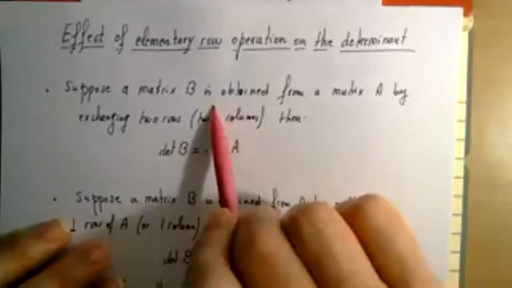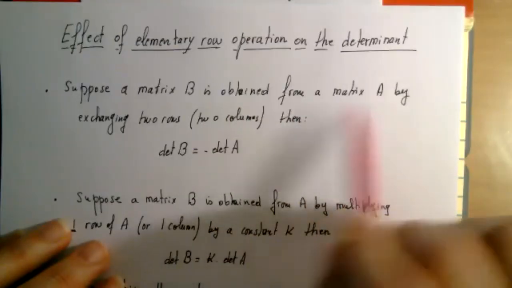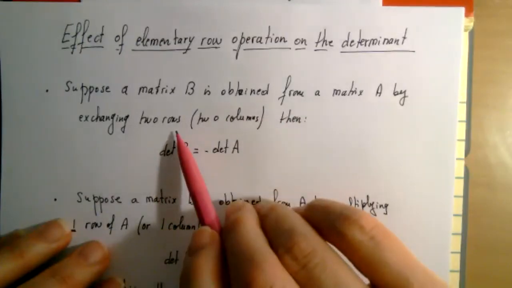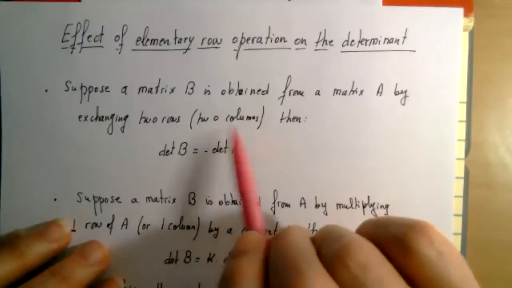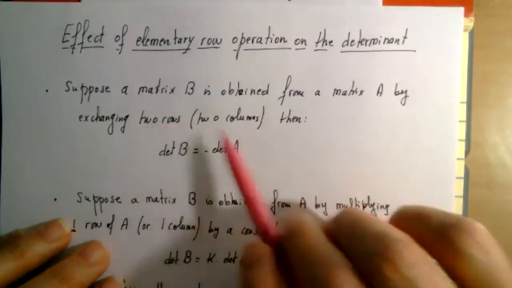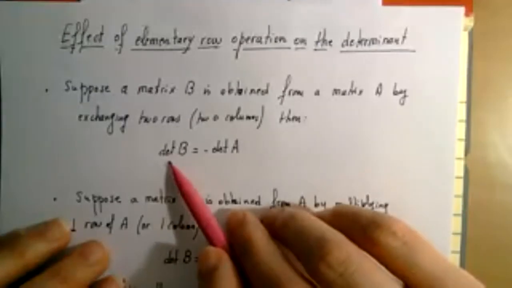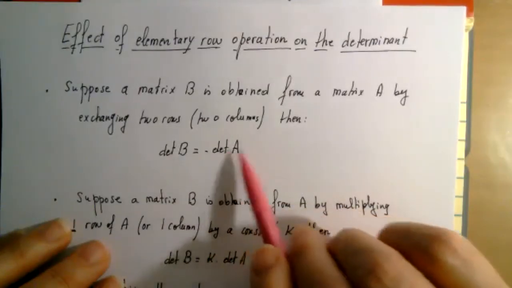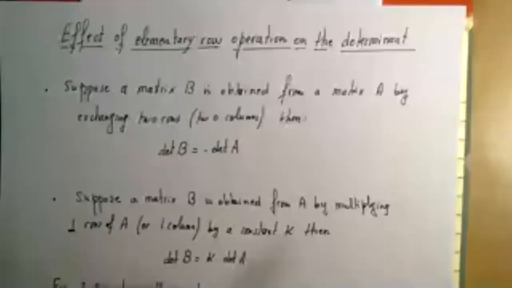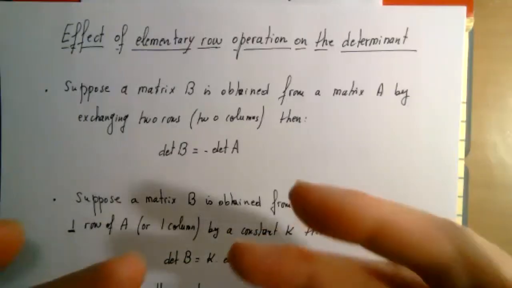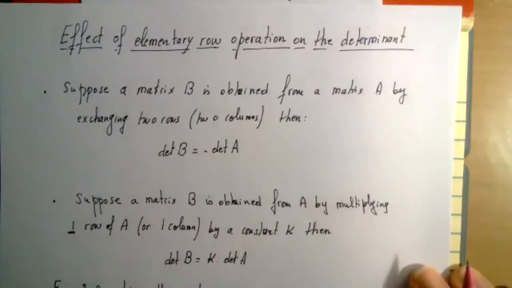So the first effect is, I read it: suppose a matrix B is obtained from a matrix A by exchanging 2 rows or 2 columns. It doesn't really matter. Everything I'm going to say about rows works for columns. Then the determinant of B is minus the determinant of A. So switching columns really multiplies the determinant by a negative.